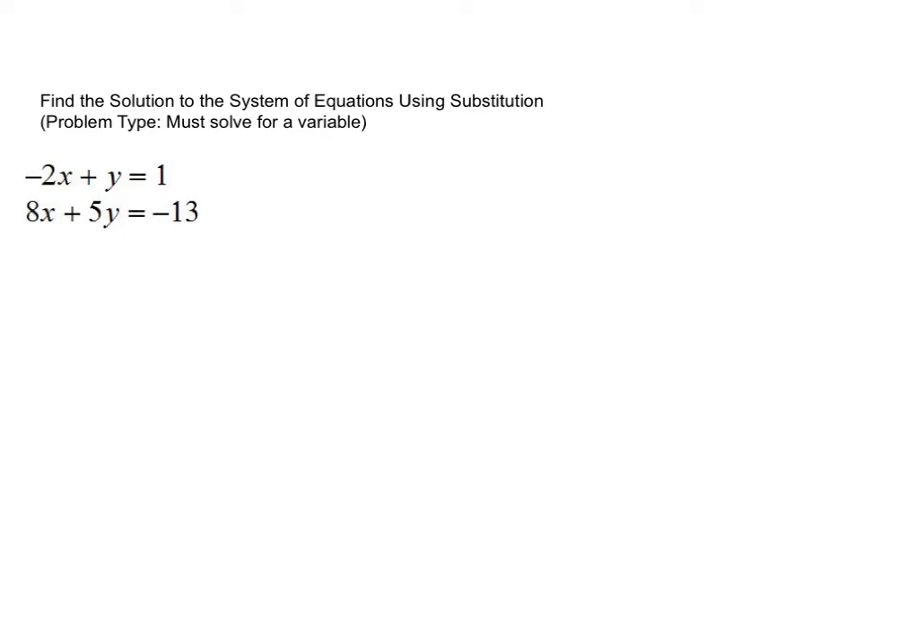So in our example, in my first equation, y has no number attached to it. It's not being multiplied by anything. So this equation will be the easiest to solve for the letter y. So negative 2x plus y equals 1. I want the letter y to stay by itself, so I need to move everything else to the other side.